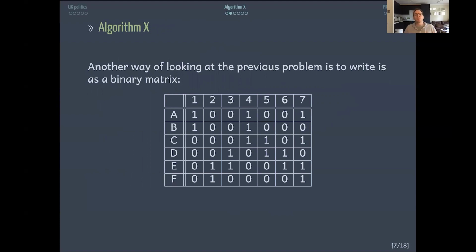Another way of looking at the previous problem was to write it as a binary constraint matrix as well. So you can have ones and zeros in there, where the ones represent the columns that are part of that set. Another way to look at this problem is to ask: can we select a set of rows so that the sum of each column is equal to 1? And if you can represent your problem as a binary constraint matrix or something similar to that, then you can actually use algorithm X and exact cover.